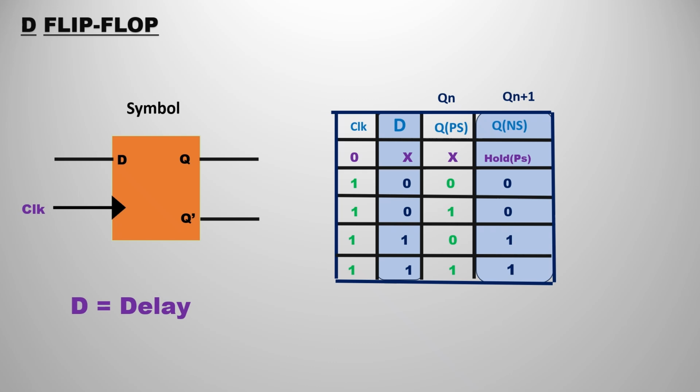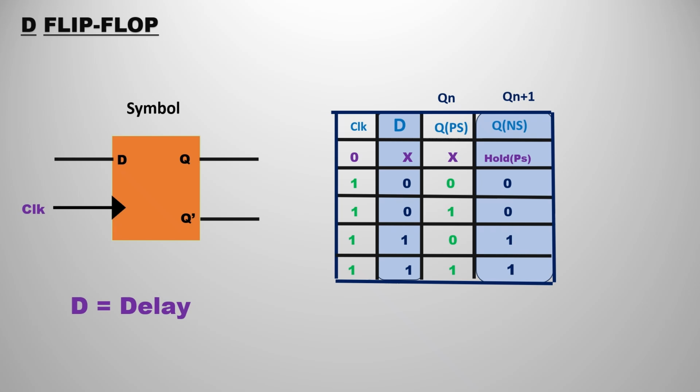But what is the main issue in the SR flip-flop? The main issue is that when you pass both S and R as 1, the output is in a forbidden state. To avoid that state we are going to use the D flip-flop, the JK flip-flop, and these kinds of flip-flops.